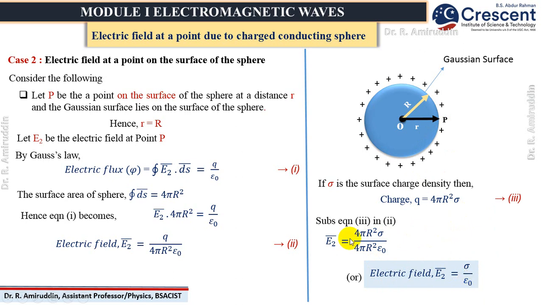So for this case too, the methodology is same, the derivation part is same. However, since the Gaussian surface lies on the surface of the sphere, small r is equal to capital R, due to which the radius terms get cancelled out, and we will have electric field E2 given as sigma by epsilon naught. So this will be the electric field at a point on the surface of the sphere.